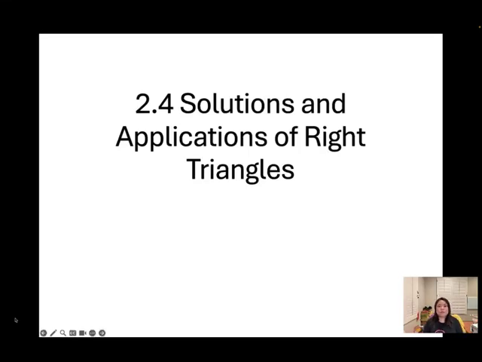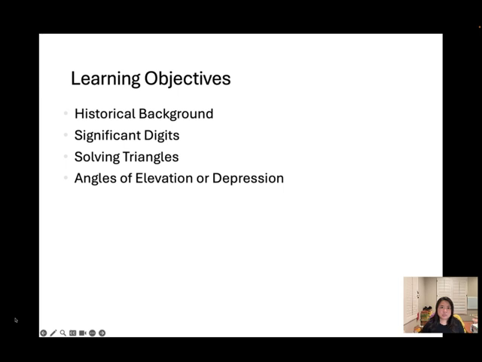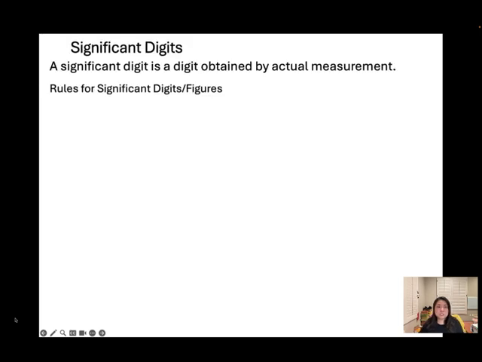Session 2.4, Solutions and Applications of Right Triangles. Significant digits. A significant digit is a digit obtained by actual measurement. Rules for significant digits, or you could call them significant figures.